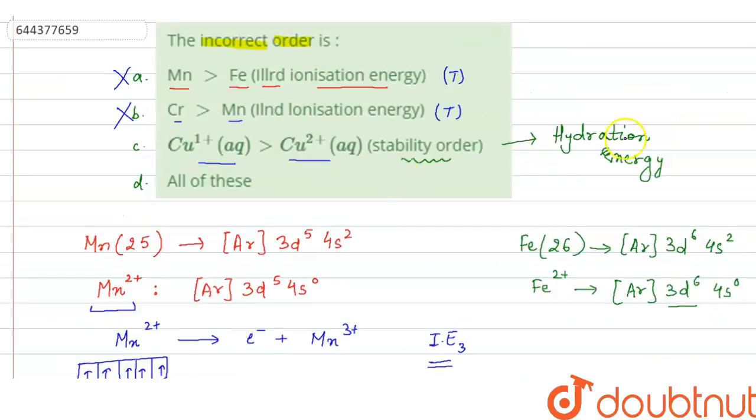Now in option C, the reverse order is given. So this order is wrong. This order is false, so this is the incorrect order. So this will be the correct answer. Option D will be wrong. So option C is the correct option. So option C is the answer.